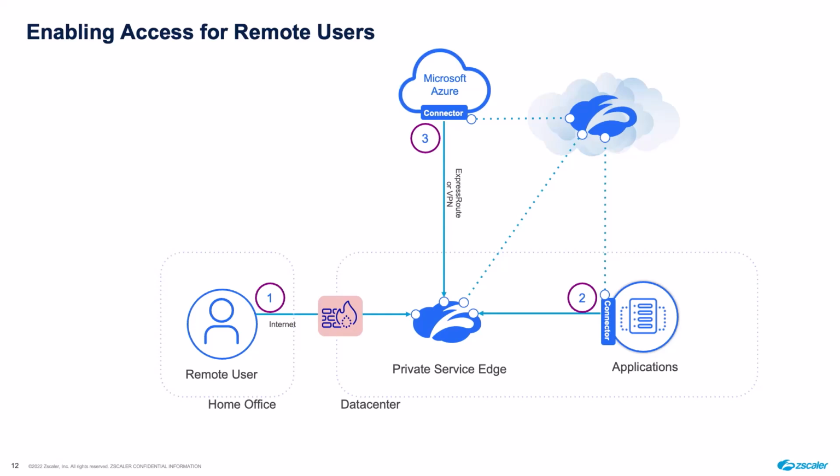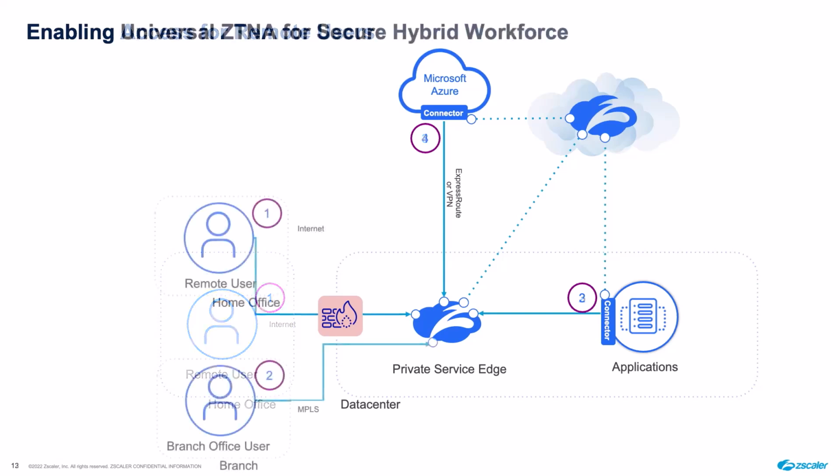So the user connects to that private service edge over the internet, and that private service edge again functions as part of the cloud and provides the access policy and stitches the connections together to those applications through the connector in the data center or the connector that might be an infrastructure as a service over, say, an express route or a VPN. And so to provide that universal ZTNA for the hybrid workforce, the home office user working remote would connect over the internet to the private service edge. The branch office user would connect over their MPLS connection to the private service edge, and then we would stitch together those connections to provide access to those applications.